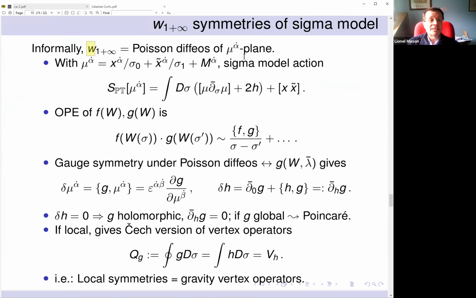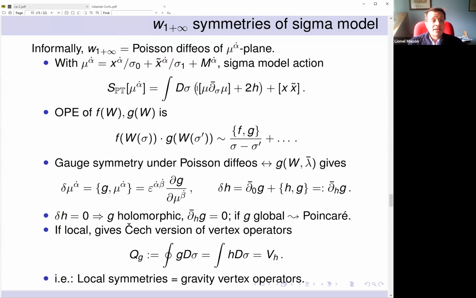So what's the point? The point is that the W1 plus infinity algebra, just abstractly, is a story about Poisson diffeomorphisms of the plane. And the plane here in question is the mu alpha dot plane in twistor space. It's a kind of, as I say, the Legendre transform of the z equals constant planes on scri. If we just reformulate the twistor sigma model in terms of this mu coordinate, you take out the x and x tilde, all that happens there is you add some constant to the action, so it's not a big deal.